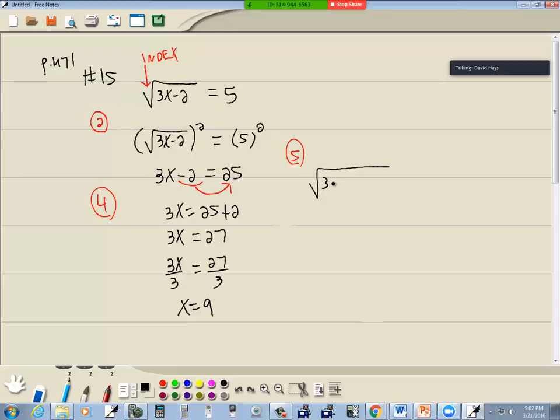So I got 3 times 9 minus 2. And we're wondering if that's equal to 5. 3 times 9 is 27, minus 2 is 25. And square root of 25 is 5. So we get 5 is equal to 5, and it checks. So this would be our answer.